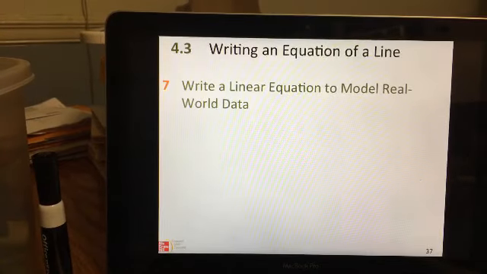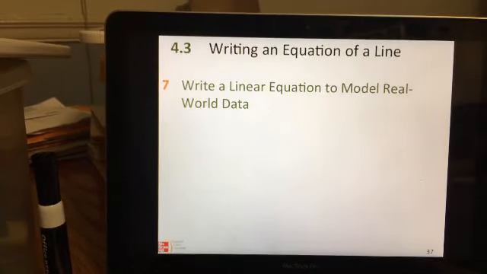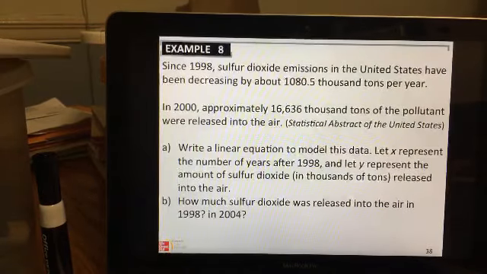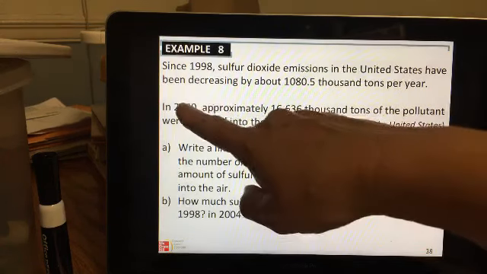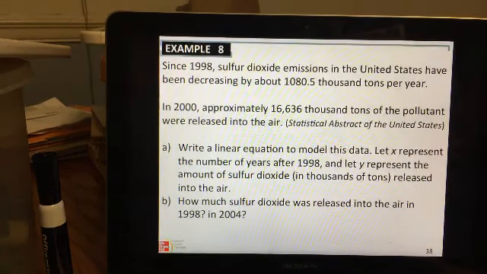Okay, so then the last thing is write a linear equation to model real-world data. So here is a situation where they're talking about sulfur dioxide emissions in the United States have been decreasing by about 1,080.5 thousand tons per year. So this is starting in 1998. So 1998 is going to be our 0 year. In 2000, approximately 16,636,000 tons of the pollutant were released into the air. And we are to write a linear equation to model this data.